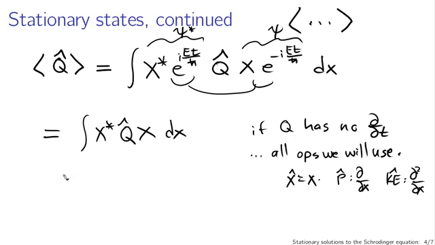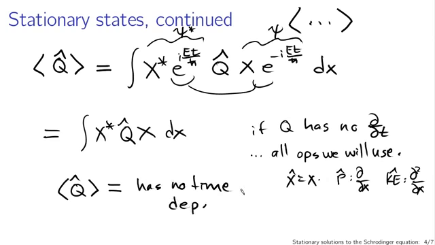What that means is that, again, the time dependence drops out, and the expectation value of this q operator, and q can be anything here, again, has no time dependence. So our expectation values are constant. If our physical system is described by a wave function that separates like this, then our expectation values have no time dependence.